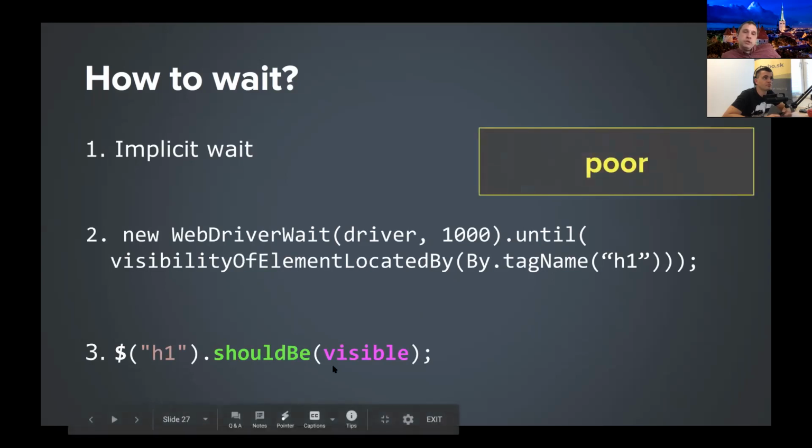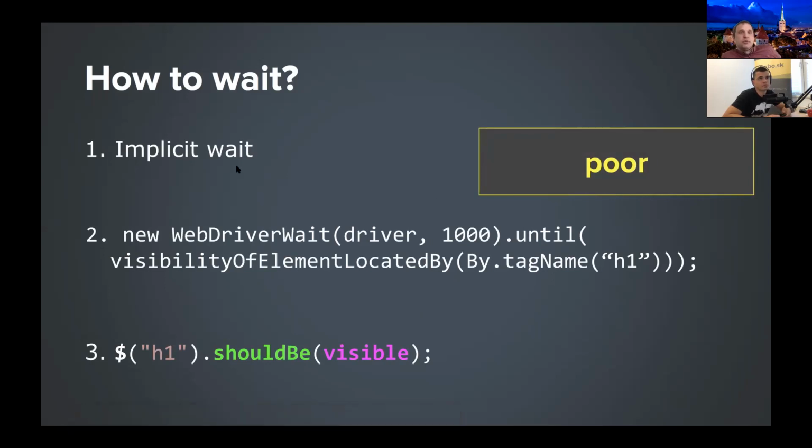So I personally believe that the first way, implicit wait, is just poor. It's not sufficient. It can only wait until an element appears, and it cannot wait until an element disappears or gets some text and so on. So it's just poor functionality.